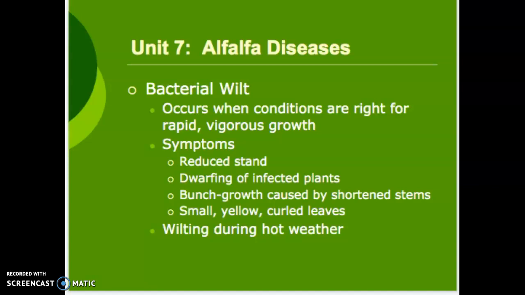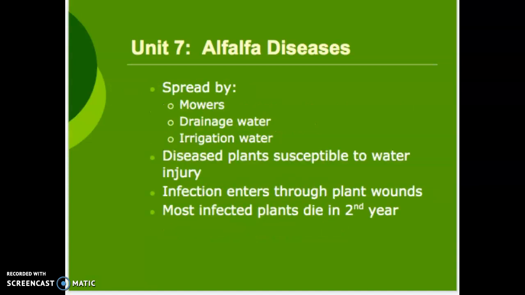So symptoms of this is we start to get some stand death, reduced stand, infected plants are dwarfed and don't grow correctly, bunched growth instead of that nice wide stemmy growth that you typically see with alfalfa. And then as you get leaf development, they're small, they're off color or yellow with curled leaves, and again, this really hits them during hot weather times of the year here.